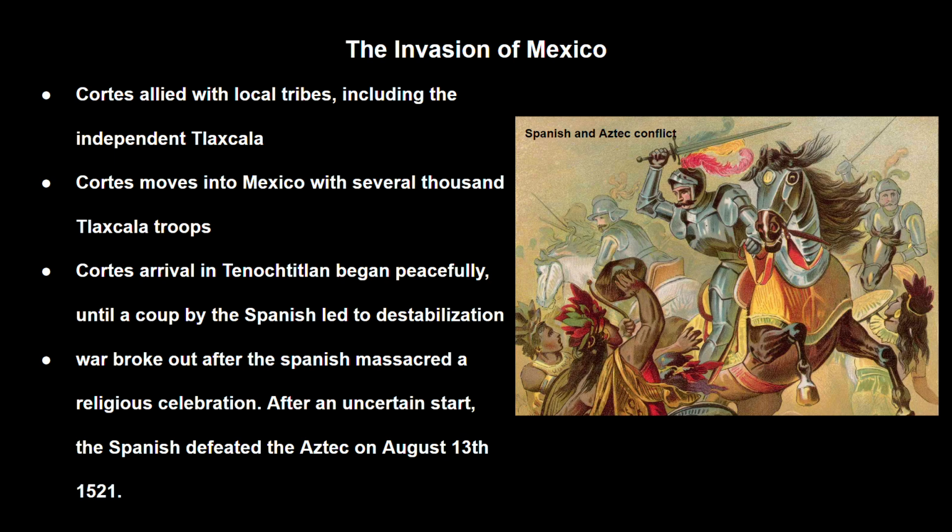completely driven out of Tenochtitlan and significantly weakened, though they were actually able to retreat to their Tlaxcala allies' territory, where they would resupply and rest up. And Cortez would end up marching on Tenochtitlan again, and after a 90-day siege, Tenochtitlan would fall on August 13th, 1521.